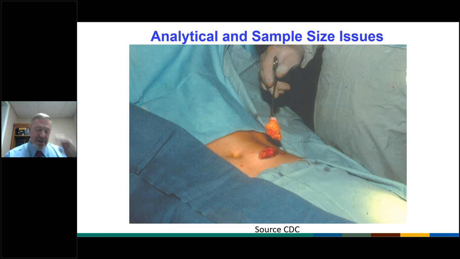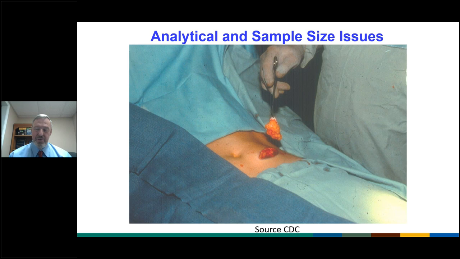I know this may be a little bit gross for some people, but when I first showed up at CDC, this is how you got a sample for PCB and dioxin analysis, because of the sample size required and the sensitivity of the instruments: you had to take a chunk of adipose tissue to do the analysis. Participation in these studies was sometimes rough, getting people to agree to have a portion of their adipose tissue removed.